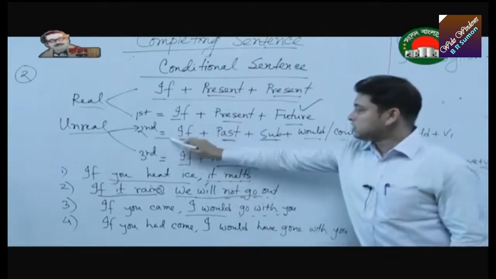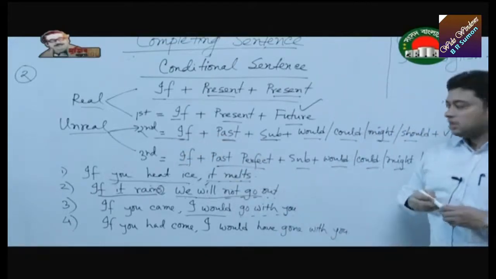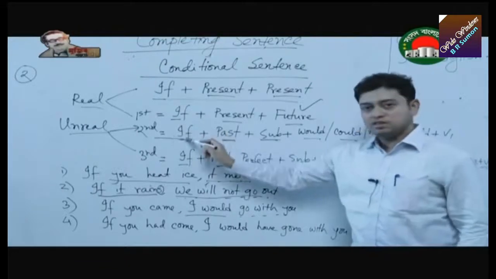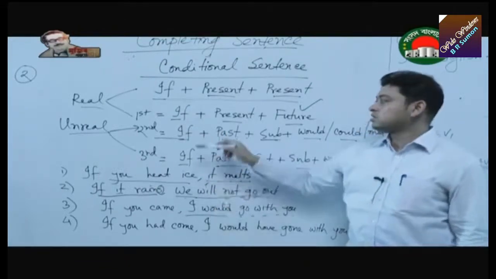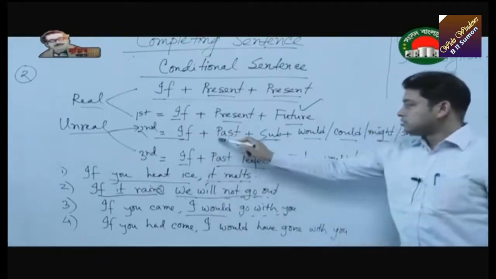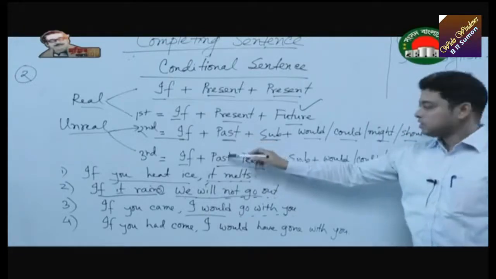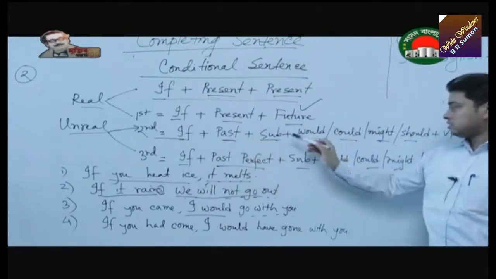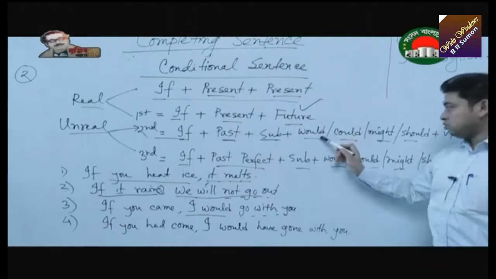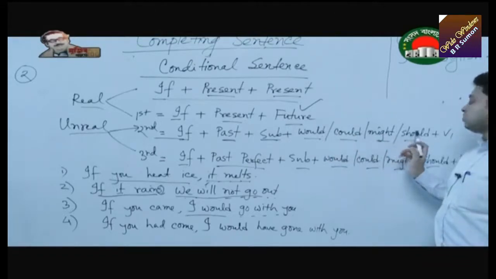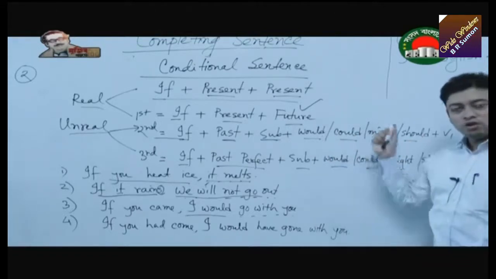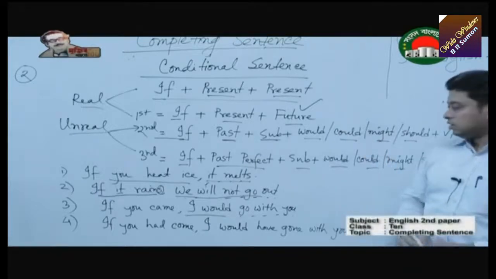Then this is known as second conditional sentence. So in second conditional sentence, if is given, condition is there. Condition is applied. The first clause is past indefinite tense. Then another clause will have a subject, and you have to use would or could, might or should, and we know that there will always be the base form of the verb.